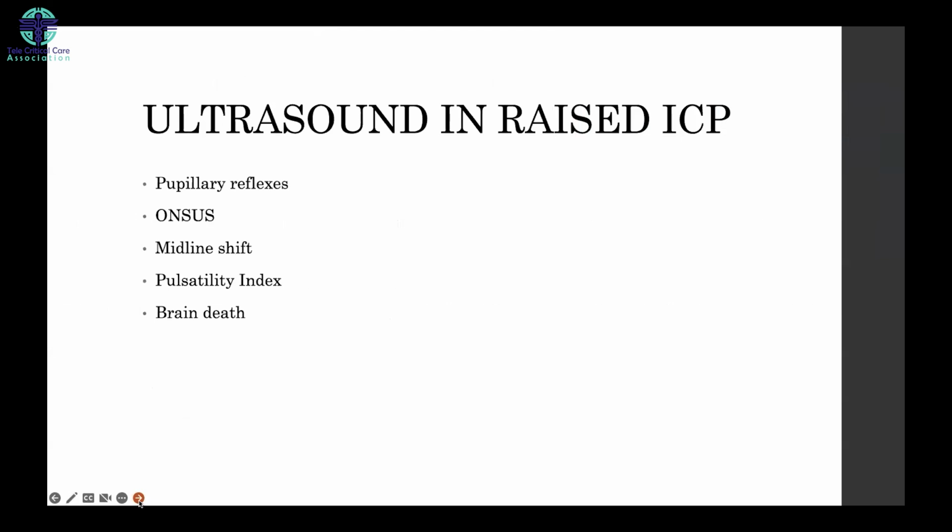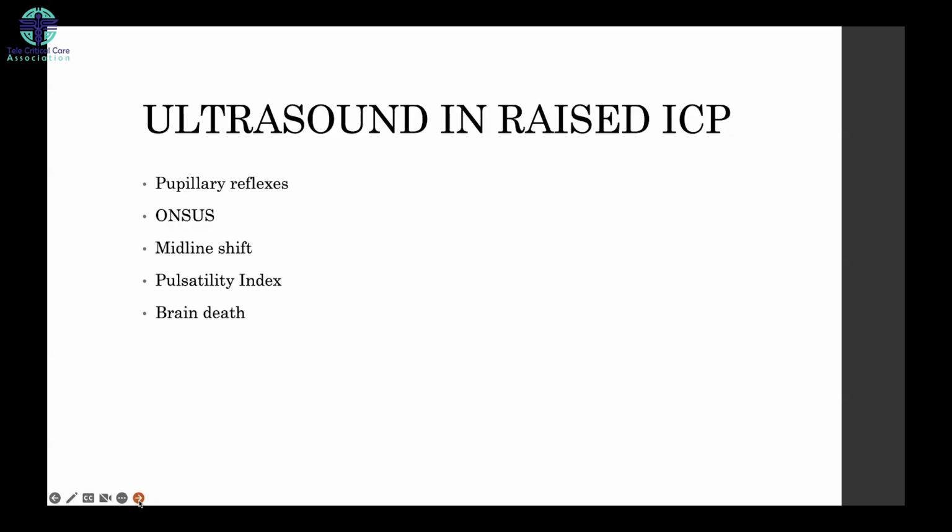So there are various methods to find out through ultrasound in raised ICP, like we can look at the pupillary reflexes. But if there is any eye trauma, like we were discussing about FAST in trauma, when you get a trauma patient and both eyes are swollen, or there is a hematoma, and they're not able to open their eye, we can use ultrasound for monitoring the pupillary reflexes.